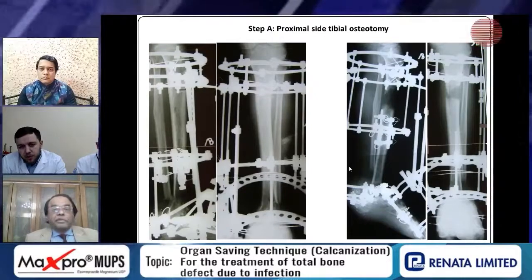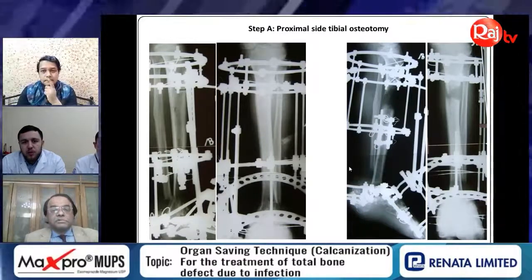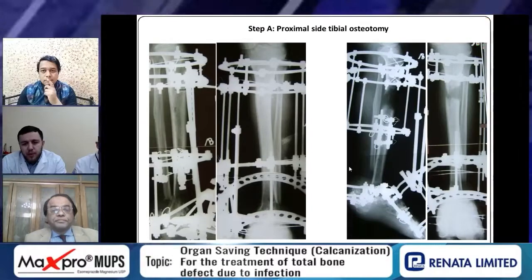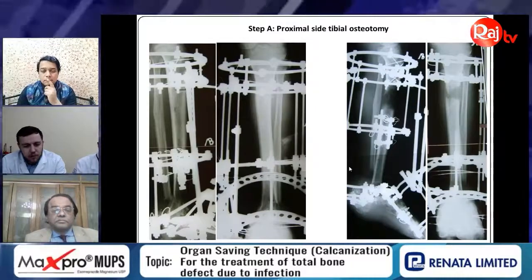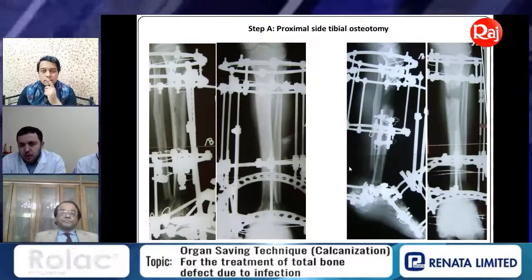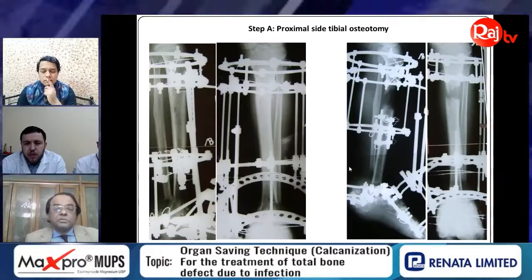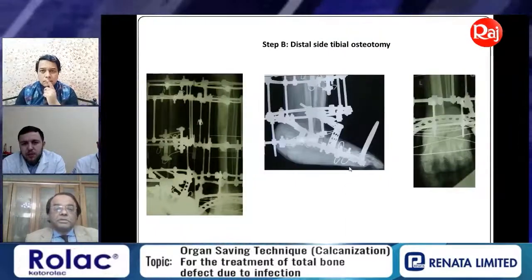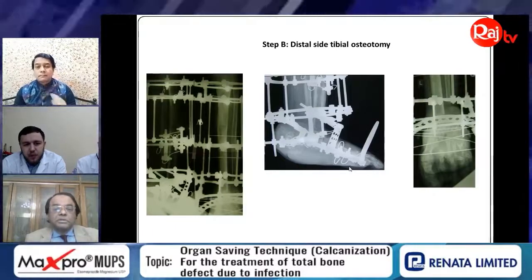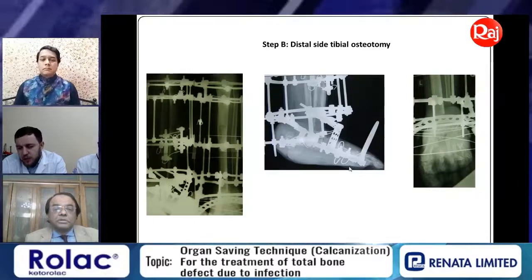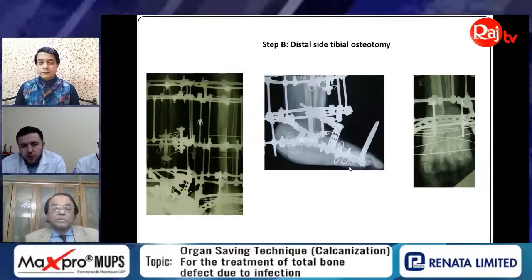the second reconstruction stage, where in the first step was done proximal side tibial osteotomy for bone transport, for creation of enough bone in the hind foot place. So, after that step was done, another osteotomy in the distal side of the tibia, and rotation of that distal tibial bone fragment into the hind foot place.